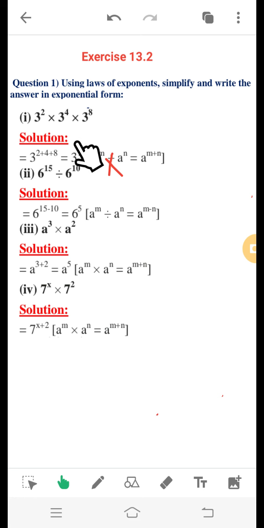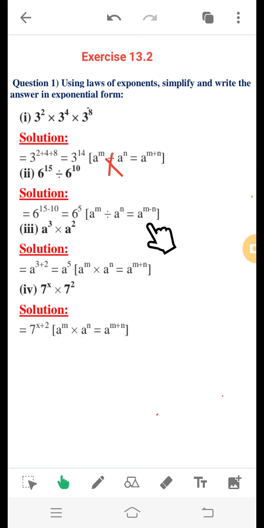Second one, 6^15 ÷ 6^10. Here the base is the same, but there is the division sign. If there is the division sign and the base is the same, we have to subtract the powers. So 6^15 ÷ 6^10 means 6^(15-10) = 6^5, because a^m ÷ a^n = a^(m-n).